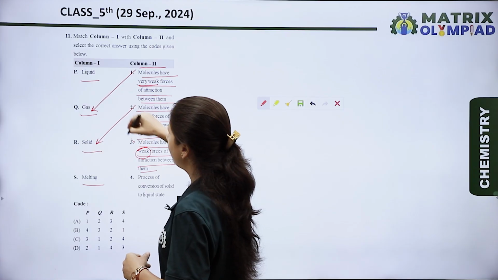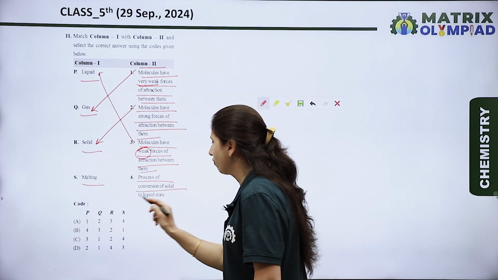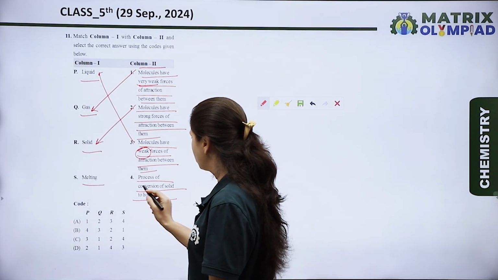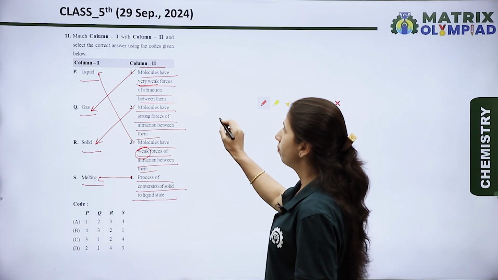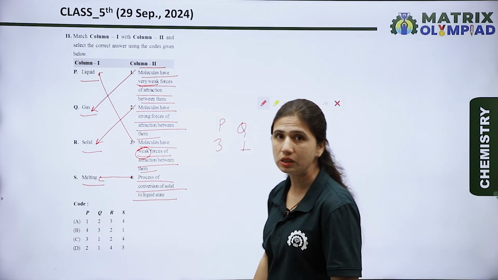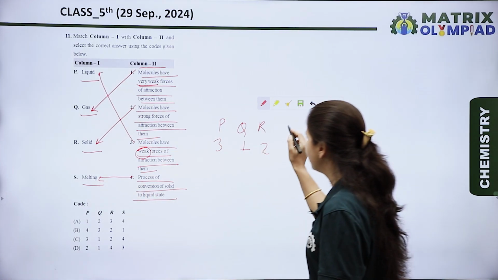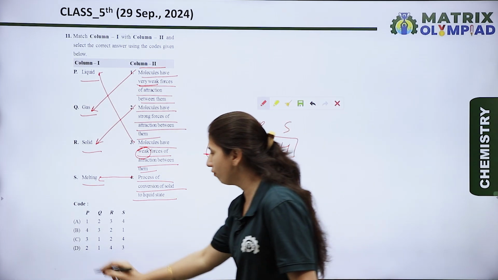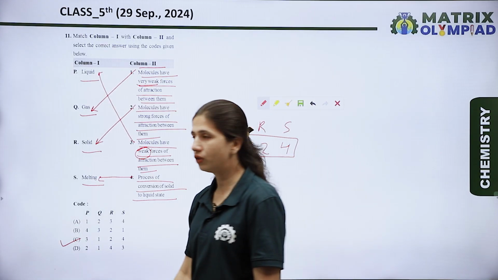So option 3 is matched with P, and in the last, the process of conversion of a solid to a liquid state is known as melting point. So option 4 is matched with S. So P is matched with third, Q is matched with first, R is matched with second, and S is matched with 4. So 3, 1, 2, 4. It means option C is the right option for this question.